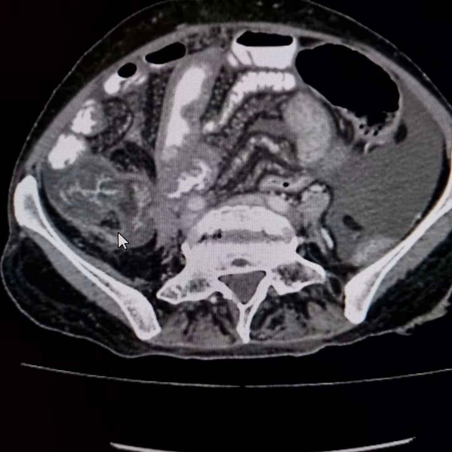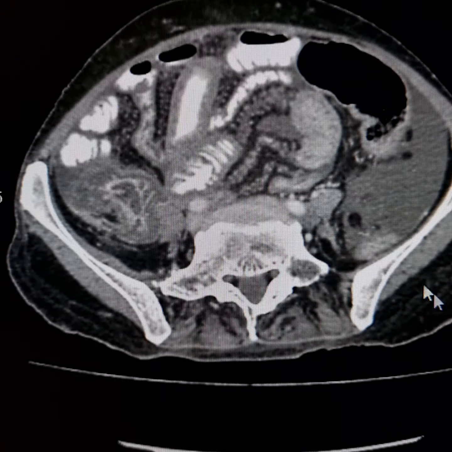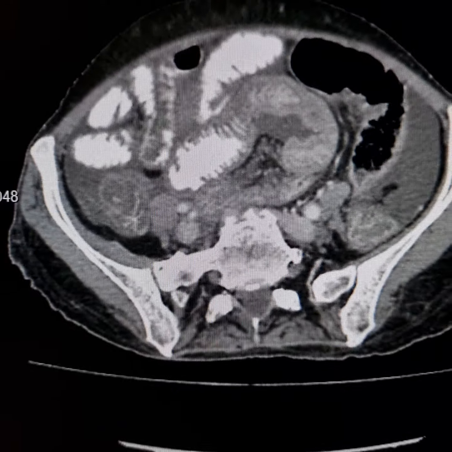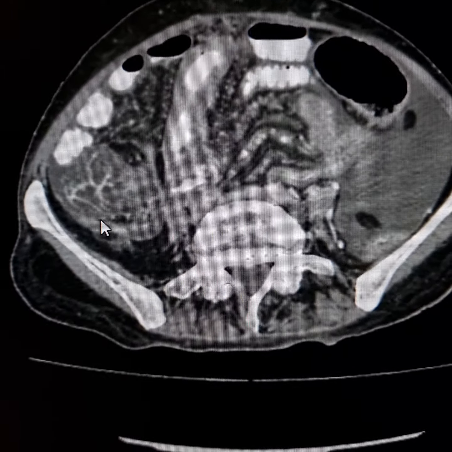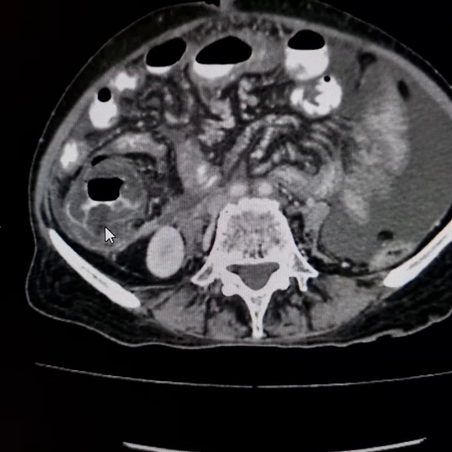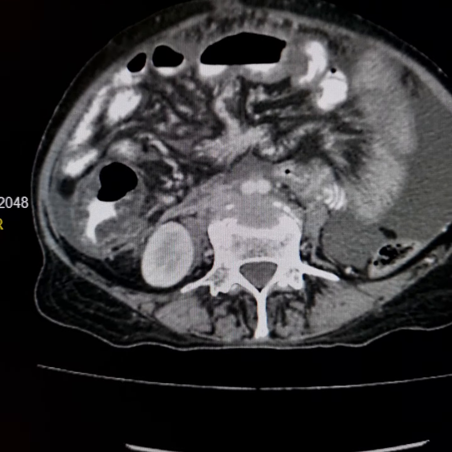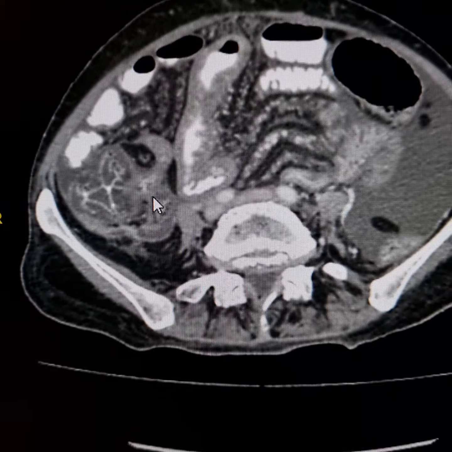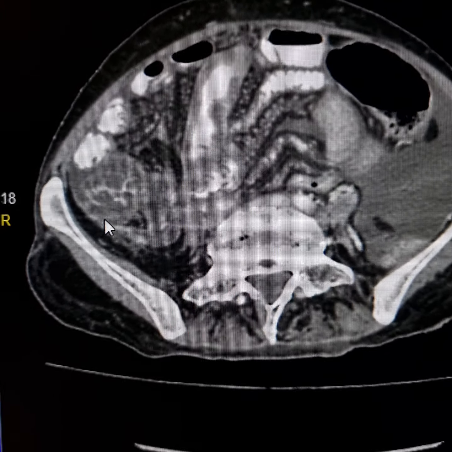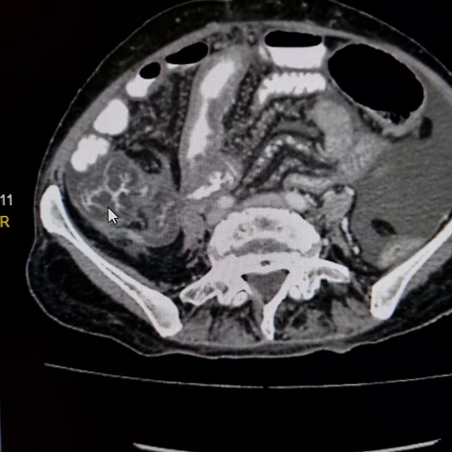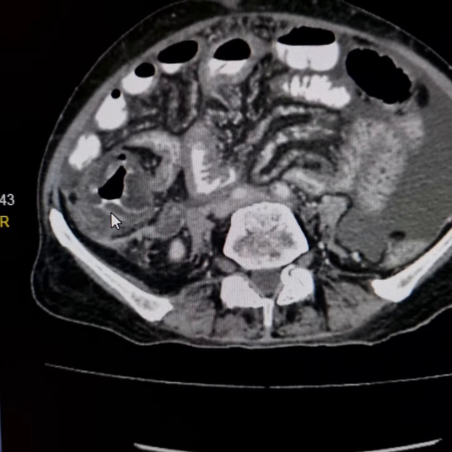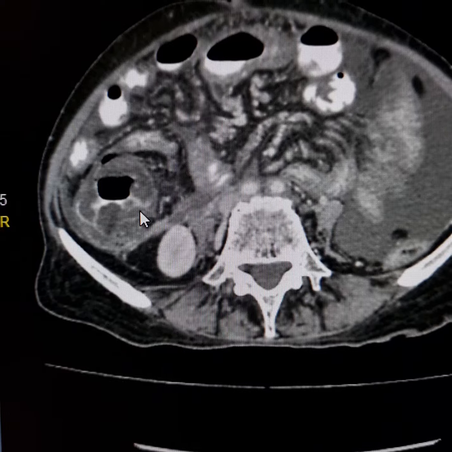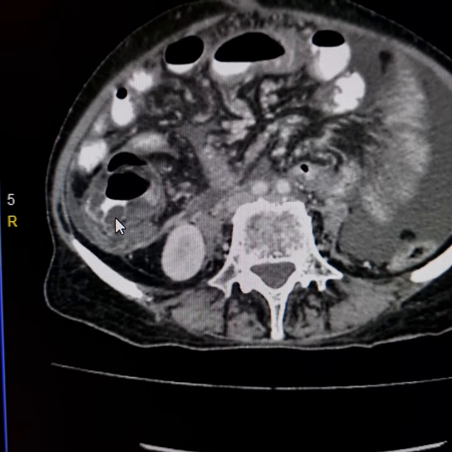The contrast medium has entered the cecum and ascending colon. Typical features of ischemia are also present involving the cecum, with gut wall thickening. Please see this thickened gut wall. This is equivalent to the thumb printing that we are used to looking at in barium studies.